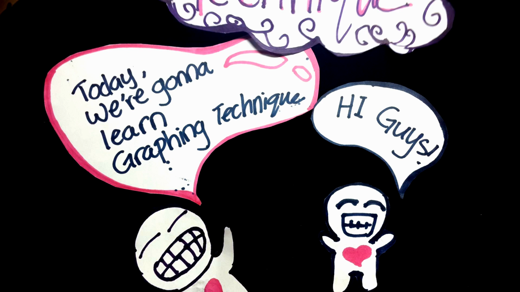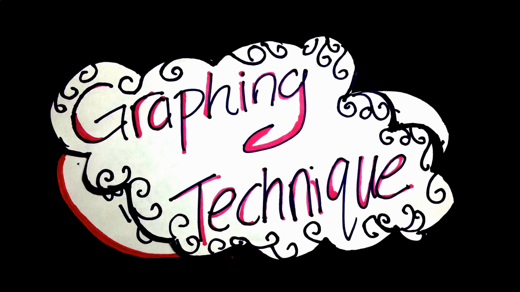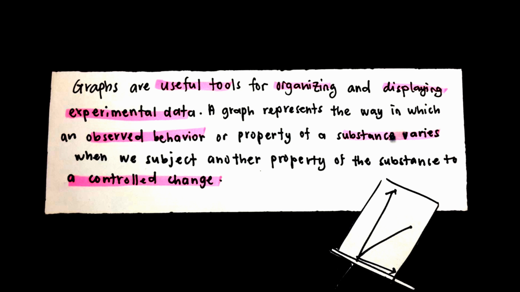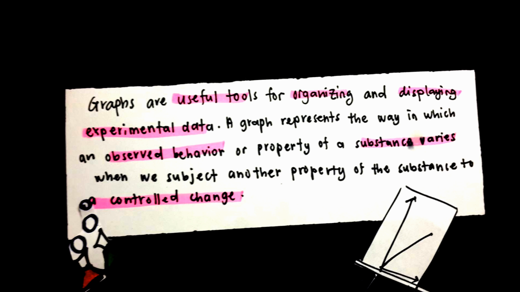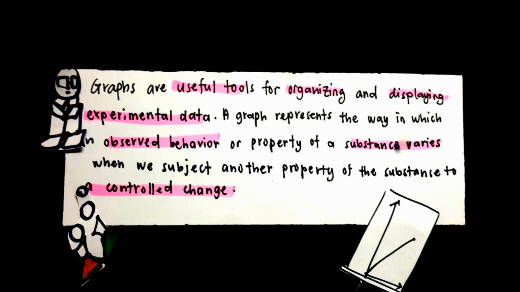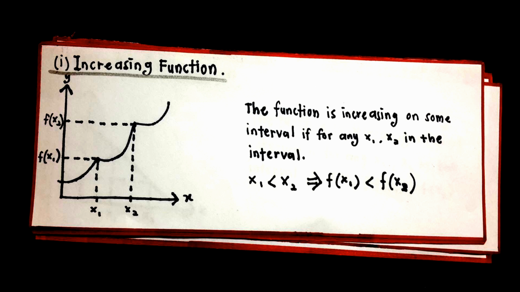Hi guys, today we're gonna learn about graphing technique. Graphs are useful tools for organizing and displaying experimental data. We can use them to observe behavior when we subject another property of a substance to a controlled change. Graphs can be categorized into a few types.